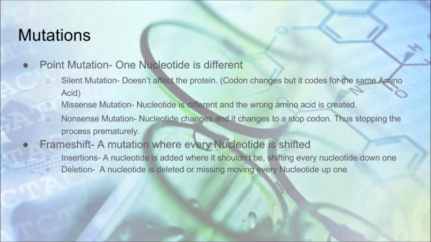Here's my favorite part. This is where we get to talk about the mutations. First, there's a point mutation. That is where one nucleotide is different. A silence mutation is one that doesn't affect the protein. The codon changes, but it's the same amino acid.